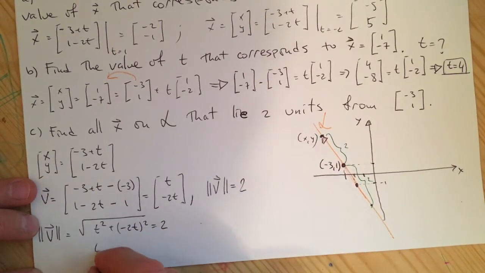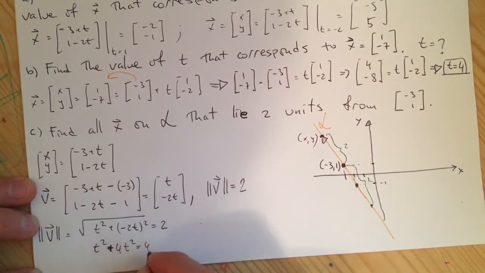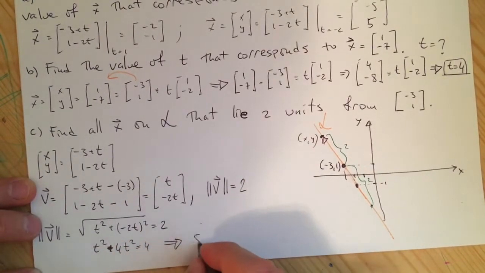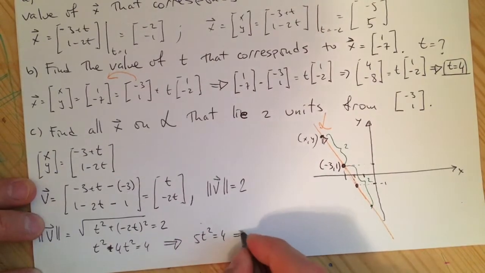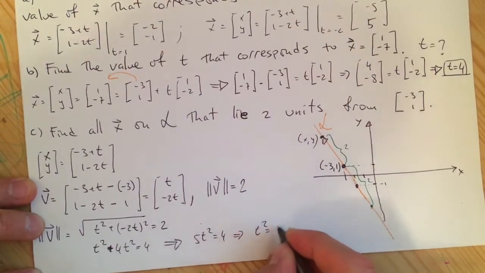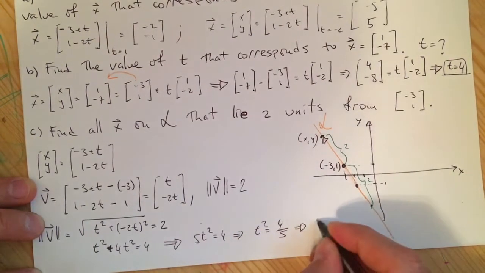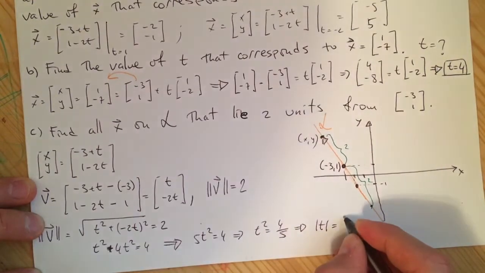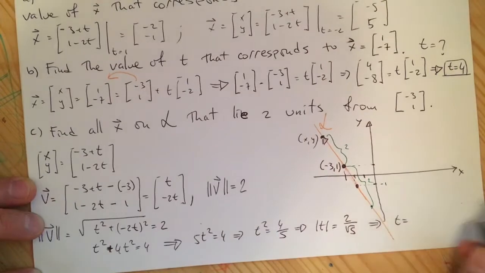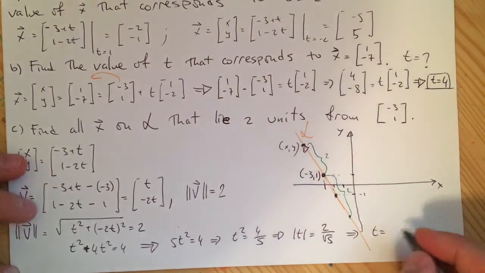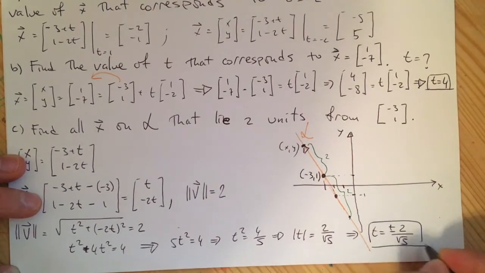Square both sides. t squared plus 4t squared is equal to 4, or 5t squared is equal to 4. From here, t squared is equal to 4 over 5. Take the square root on both sides. The absolute value of t is equal to 2 over the square root of 5. And from here, t is equal to either positive or negative 2 over the square root of 5. Okay?